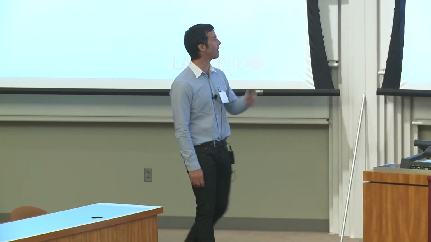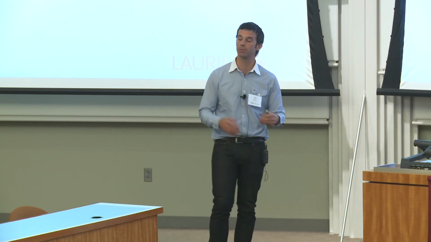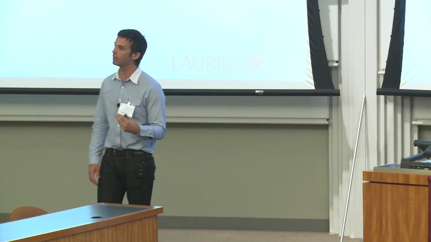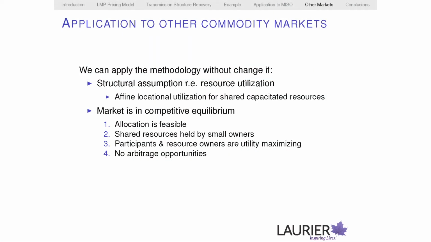So if we have a competitive market where we can argue that these dual prices will correspond to a similar optimization problem to the one we looked at, basically, if we can at least approximate that resource-constrained transportation technology by the usage of that technology by affine locational utilization for shared capacitated resources, and argue that it's being allocated in an efficient manner, then we may be able to extract some of that structure in a similar way.